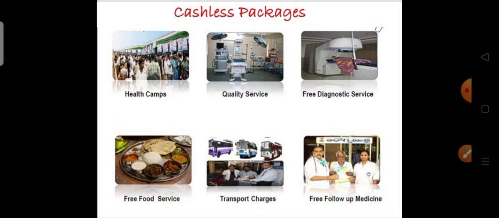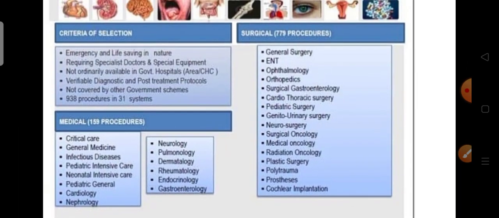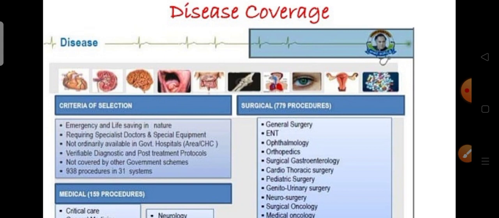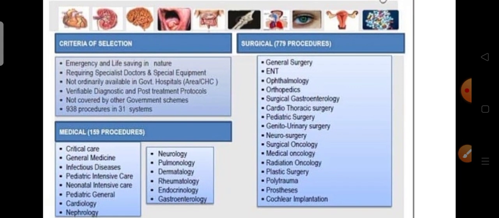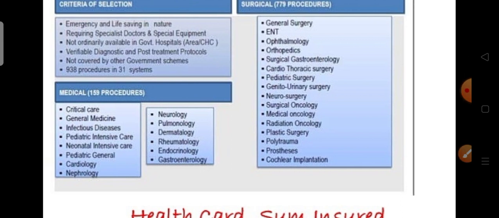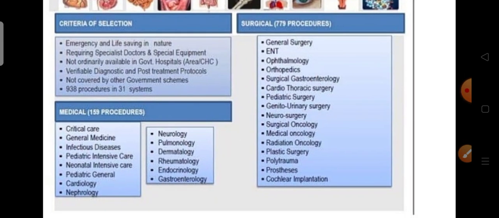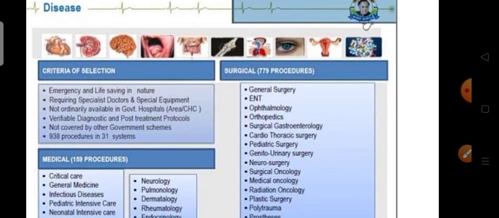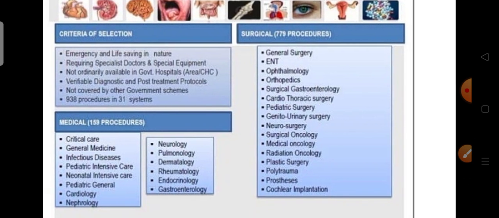Okay, disease coverage. Criteria of selection. These points you can write, ma. Criteria for selection: emergency and life saving nature, requiring specialist doctors. Surgical: 779 procedures. Medical: 159 procedures. So they will select by the criteria. By following this RGC scheme, some patients may get the benefit for medical treatment, and some patients may get the benefit for surgical therapy.